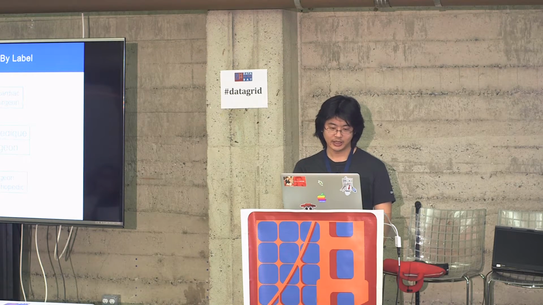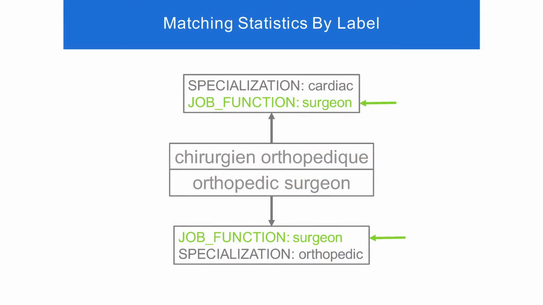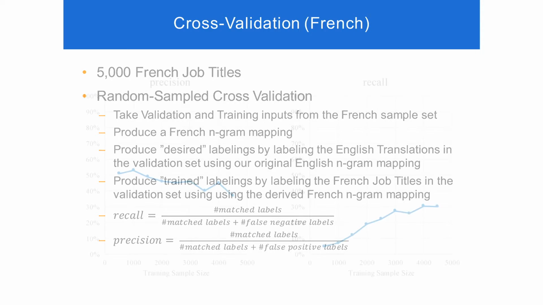So here we have chirurgien orthopédique as the French, orthopedic surgeon as the English. The orthopedic surgeon might produce job function surgeon and specialization orthopedic, whereas the French might produce job function surgeon and specialization cardiac. We can see that the labels don't fully match or fully mismatch. But if we count by labels, we can come up with more well-defined match statistics. So here we can count job function surgeon as a true positive, specialization cardiac as a false positive, and specialization orthopedic as a false negative. So with that, let's take a look at the French cross-validation data.